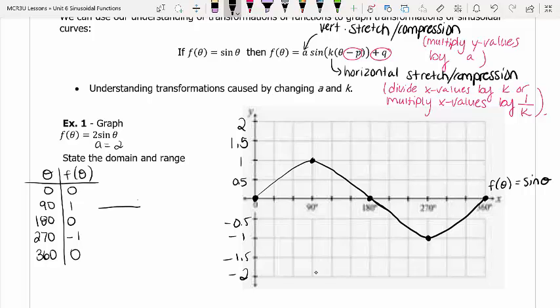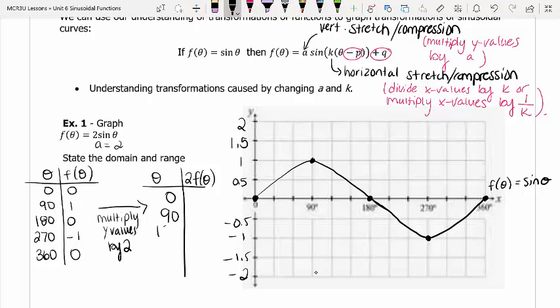Now we're going to apply our transformations. To apply a vertical stretch of 2, we're going to multiply all the y values from our base graph by 2. Our values of theta are still all the same. But now I'm going to take all the values of f of theta and multiply them by 2. So 0 times 2 is 0, 1 times 2 is 2, 0 times 2 is 0, negative 1 times 2 is negative 2, and 0 times 2 is 0.